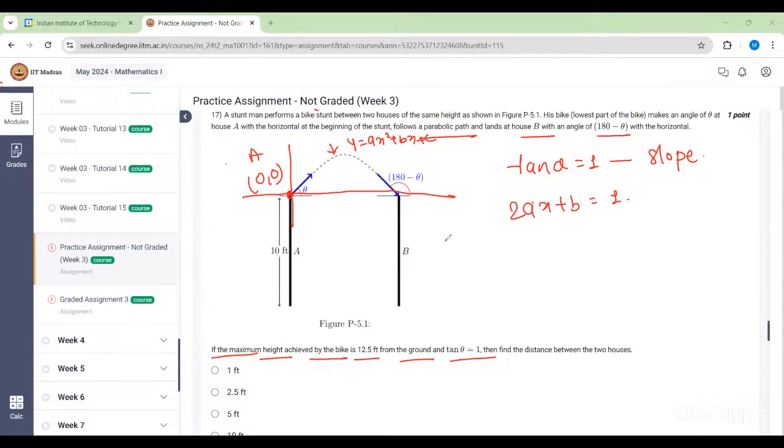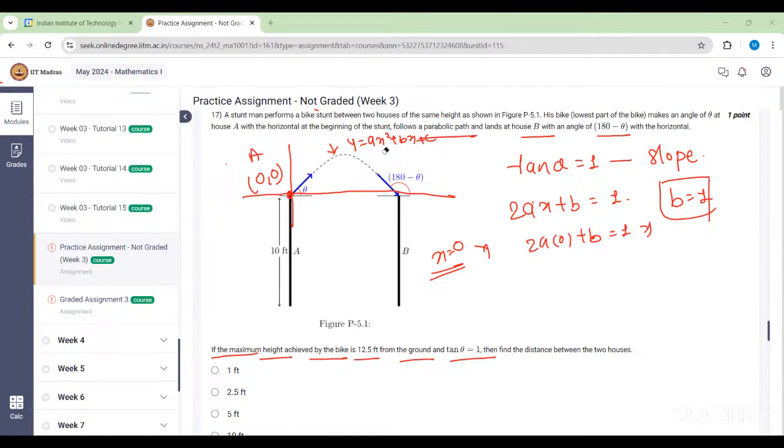So it means when x is equal to 0, the slope is nothing but 1. So that means 2a into 0 plus b is equal to 1. From here I can find out the value of b. The b is nothing but 1. So here tan theta is equal to 1 is given to you, right? So slope is 1, which means if you substitute x equals 0, we get the value of b equal to 1. Is that okay so far, the value of b?